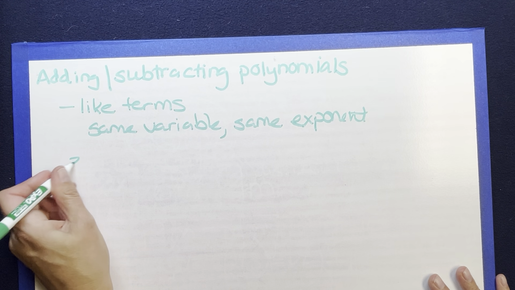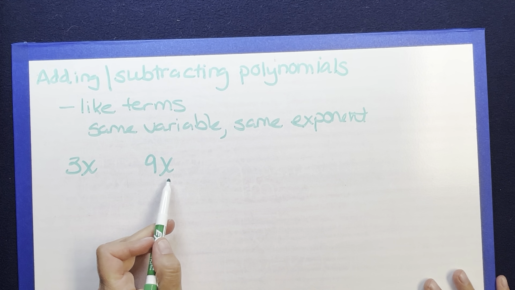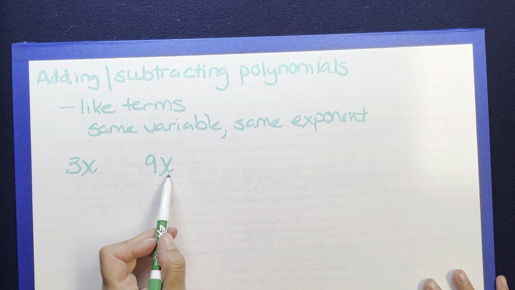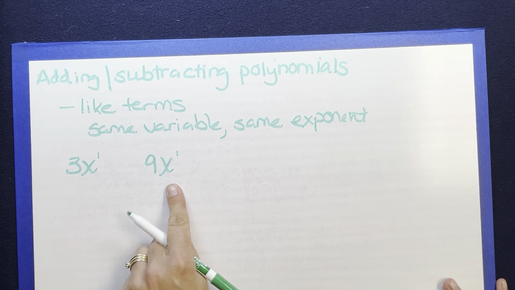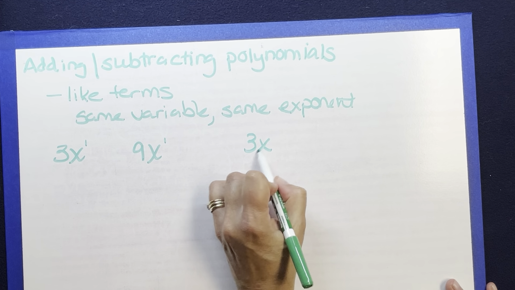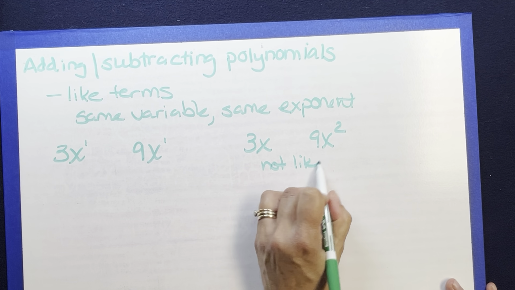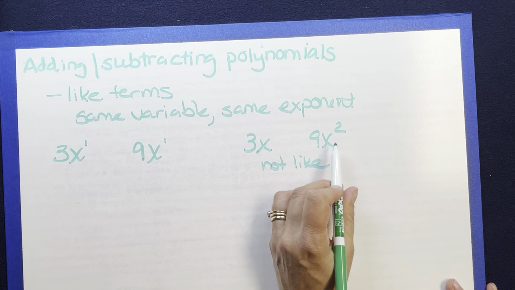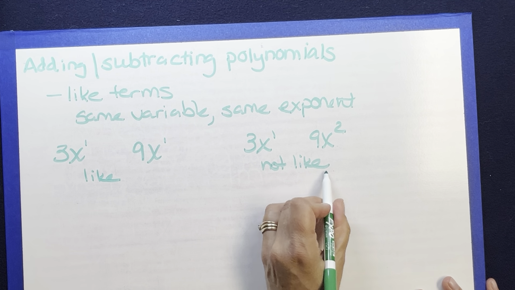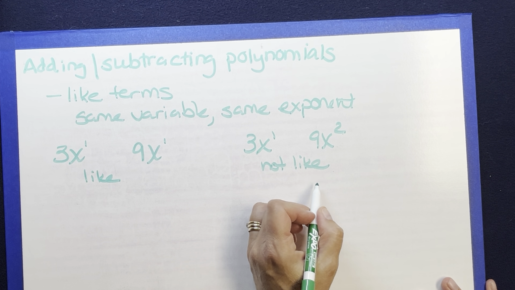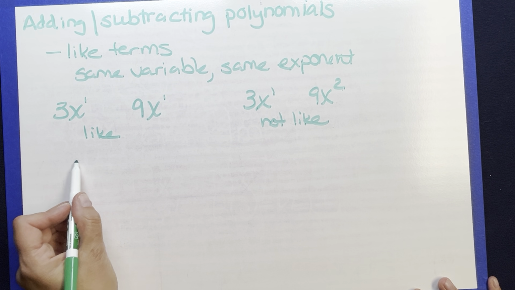So for example, if I had a 3x and then I had a 9x, these are like terms because I have an x for each variable and the exponent for those is the same. I would say these are like terms. If I had a 3x and a 9x squared, these are not like terms because the variables do not match up exactly because the exponents are different, okay? So like terms over here, not like terms over here. Let's take a look at an example and practice through one.